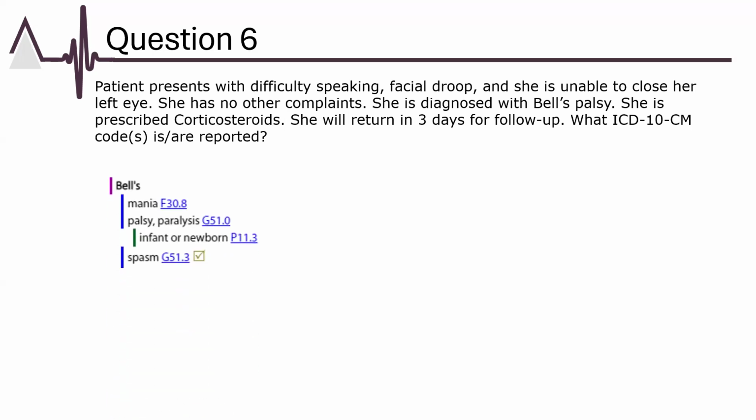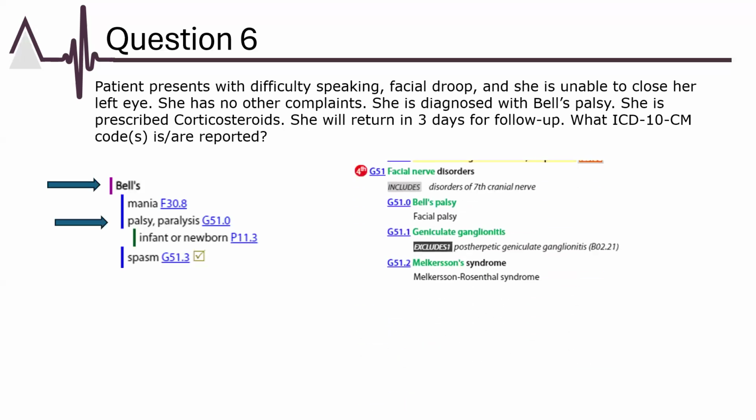In the ICD-10 alphabetic index, look for Bell's, then palsy, which leads to G51.0. Verify the code in the tabular list. Signs and symptoms of facial droop and difficulty speaking are inherent to Bell's palsy and not reported separately. We do not report signs and symptoms when a definitive diagnosis is known unless there are specific instructions within the tabular list indicating we should do so. Those are not present here, therefore the correct code is G51.0, Bell's palsy.